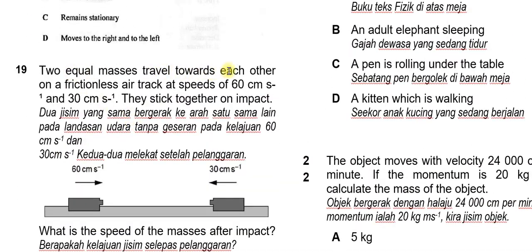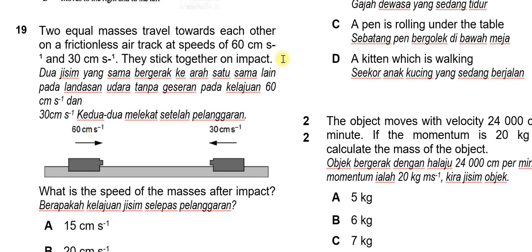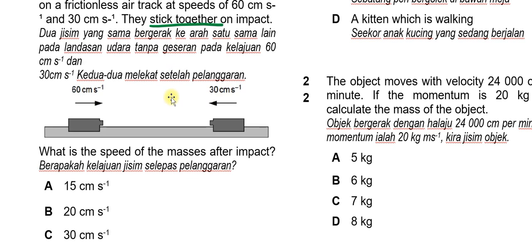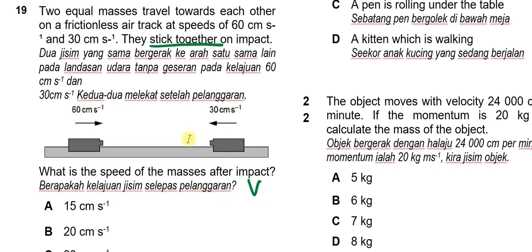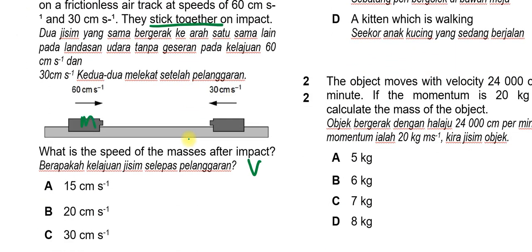Two equal masses travel towards each other on a frictionless air track at speeds of 60 centimeters per second and 30 centimeters per second. They stick together on impact in an inelastic collision. What is the speed of the mass after the impact? That means they are asking for the common velocity. They said identical, equal mass, so just M. You put M, it doesn't matter. So M times 60. I never change to meters per second, it's okay, they want the answer in centimeters also. Plus M times 30.